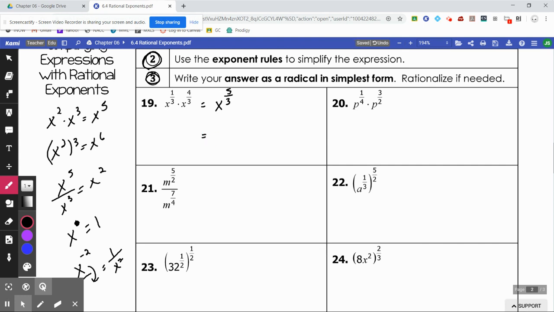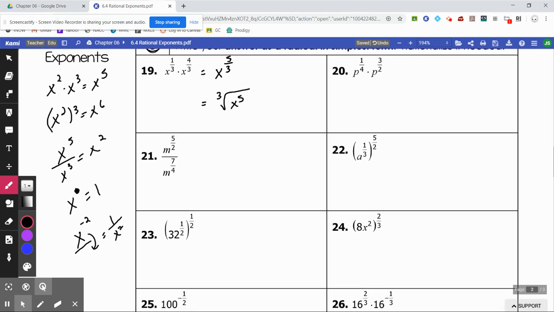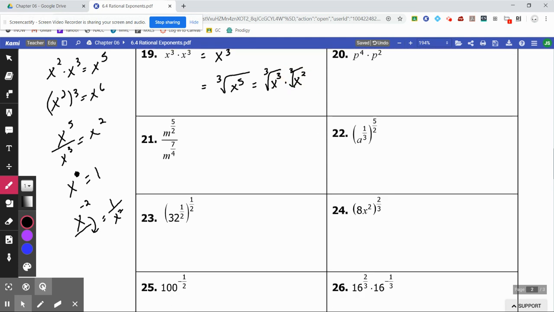Then, just for extra practice, we're going to write all of our answers back as a radical. Third root of x to the 5th. This can be simplified. We'll split it into the third root of multiples of 3, is what we need. So let's split into x to the 3rd there and x to the 2nd there. So the third root of x to the 3rd will be plain x. And then we're left with the third root of x squared over there.